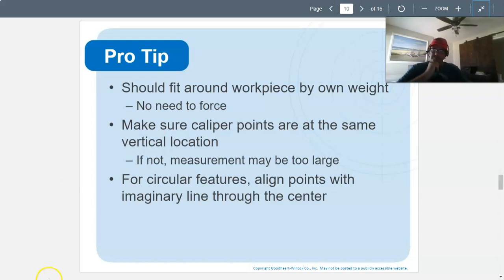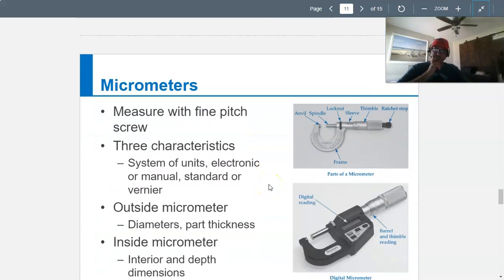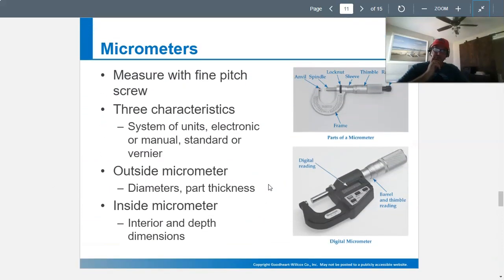And then it talks about lining the points through the center. And then it goes through micrometers too. I don't know why they just tell you measure with a fine pitch screw. All outside micrometers have a pitch through screw thread of 40 threads per inch. Okay. I have an extra credit handout this week on that, so you can read that. It's actually one of the questions on the extra credit. So there you go.